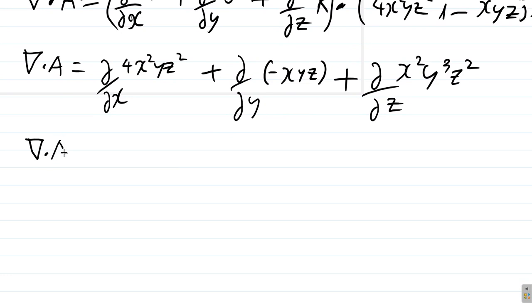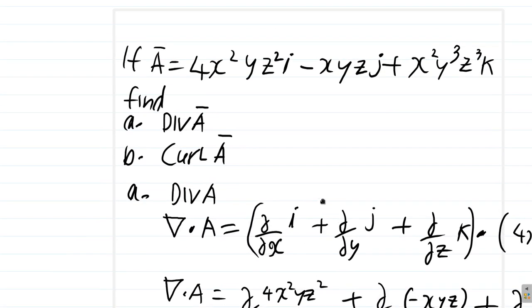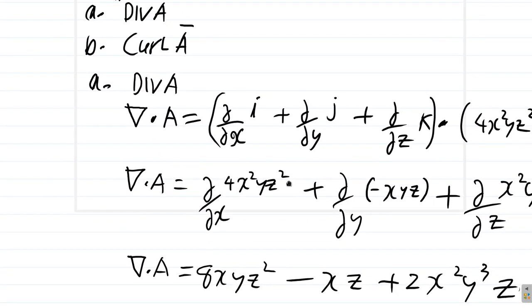So the divergence is, when you differentiate with respect to x, we have 2 4s 8, 8x y z squared, plus, well, it's going to be a minus. Differentiate this with respect to y, we have x z, and plus, differentiate this with respect to z, we have 2x squared y cubed z. So there we have our divergence. All right.